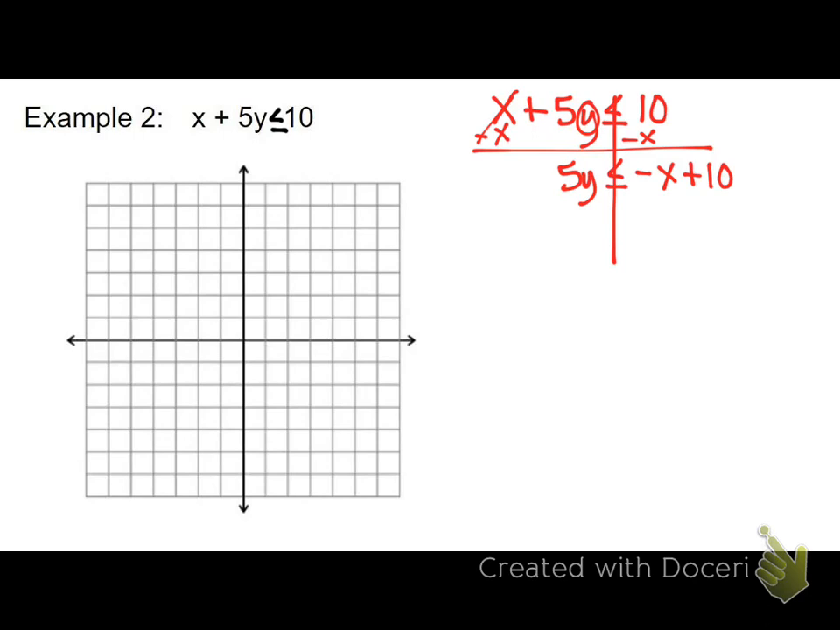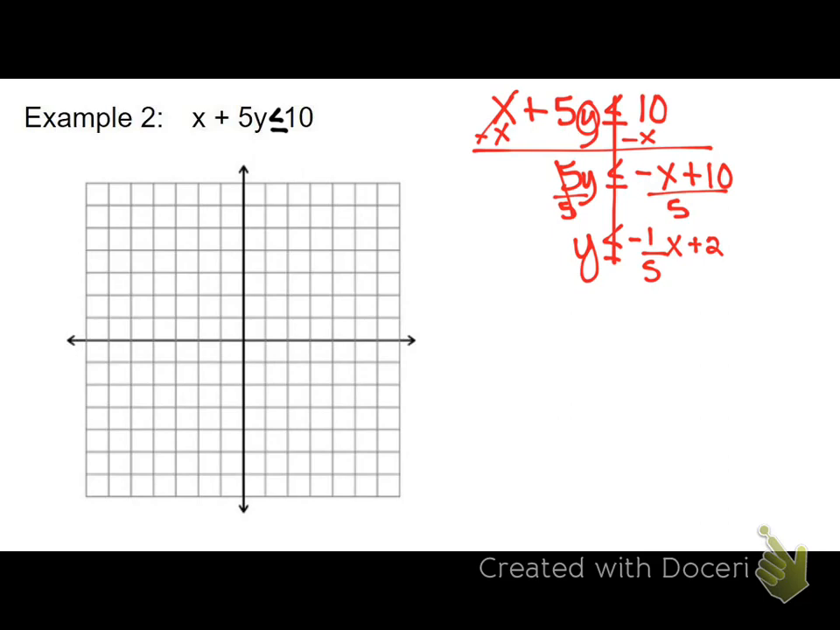Okay. Y is still not by itself, so my next step, divide by 5. Now, do I need to flip my inequality sign this time? No, because I am not dividing by a negative. Good job. Okay. Negative 1 divided by 5, I'm going to leave as what? Negative x over 5. Okay, so negative 1 over 5 or x over 5, however you want to write that. And then 10 divided by 5 is a positive 2. Okay, step 1's done.